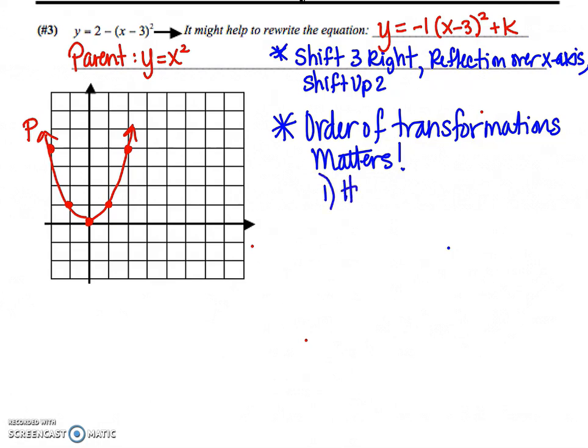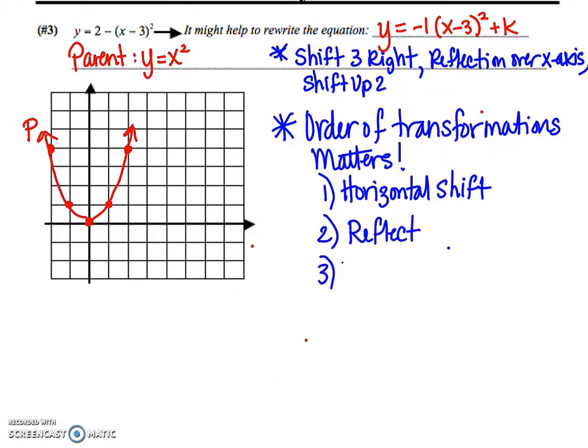So again, first we are going to do any horizontal shifting. Then we're going to do our reflection. And then we're going to do our vertical shift. And if you find this confusing, just take it one point at a time. But you can see the order of transformations by considering PEMDAS when you look at the equation.